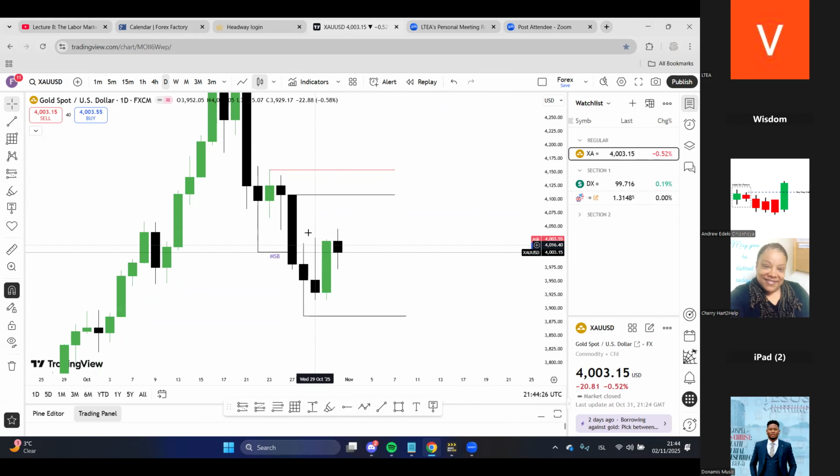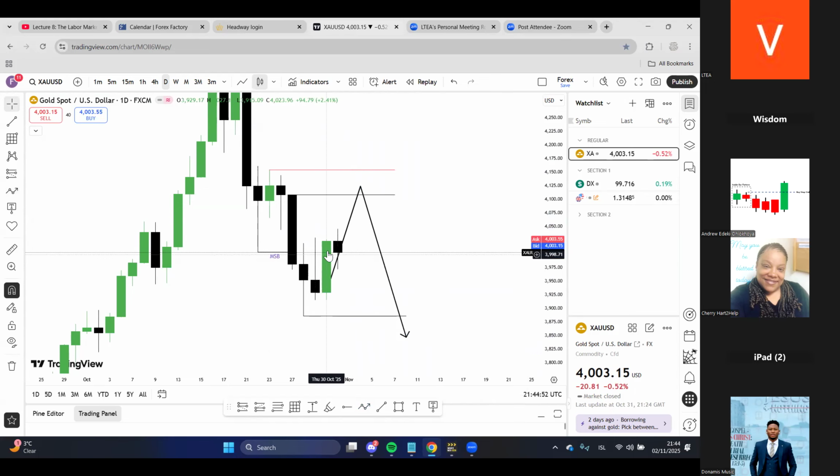Structure break. Now, if price wants to respect this structure, and we are seeking liquidity every time, it depends what kind of liquidity this market is really looking for. Remember, the major liquidity from the weekly time frame, this is the weekly high. So price can take out this high and reverse from here and keep going down.